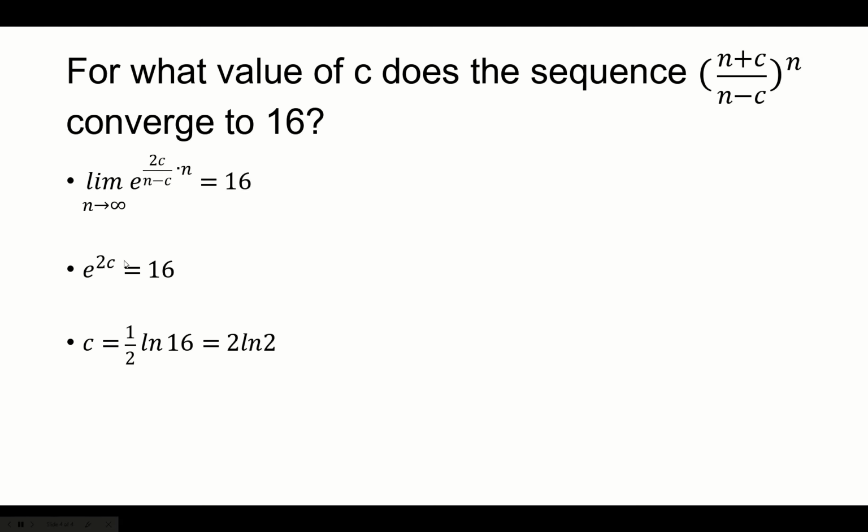So we have e to the 2c equals 16. Take the natural log of both sides, divide by 2 to get that c is equal to 1/2 natural log 16. But 16 is just 4 squared. So if I bring the square outside, it's going to cancel. Or sorry, I guess I would write this as ln of 2 to the 4th. So the 4 comes out in front. 4 times 1/2 is 2. So that's equal to 2 ln of 2. Or if you want, ln of 4. And that's our final answer.